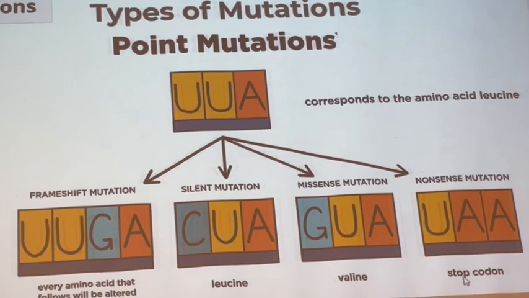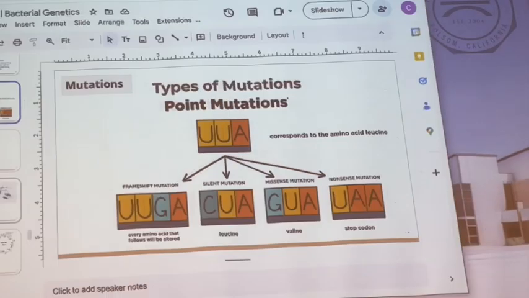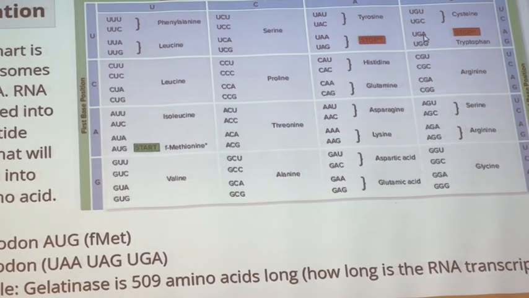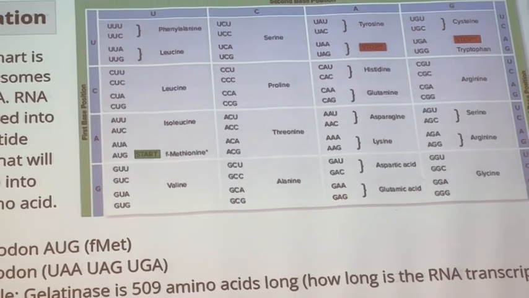Okay, and then the last one is a premature stop codon. That's a nonsense mutation. When it puts in a stop codon accidentally instead of the amino acid it was supposed to. So if it accidentally puts in here a UGA, not UGG, that's tryptophan, but UGA, UAA, or UAG, then it'll prematurely stop or truncate the protein. So now the protein will probably malfunction.